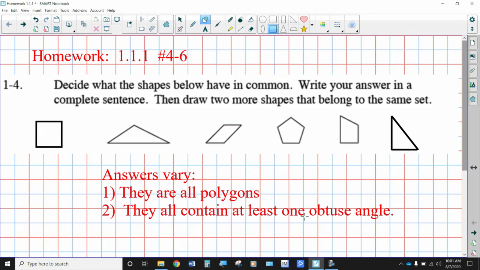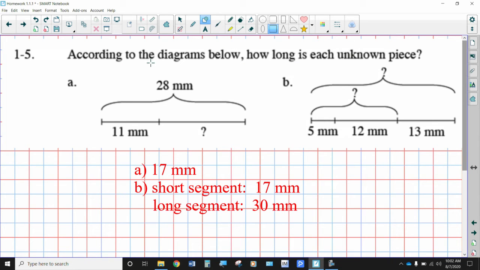So they're all polygons. And oh no, hold on for a second. According to my, well, okay, so I drew polygons. What I didn't do is I didn't say that they all contain at least one obtuse angle. My right triangle does not have an obtuse angle, neither does the square. So these 2 that I drew don't fit in with number 2, but they definitely fit in with number 1, so I'll accept that.